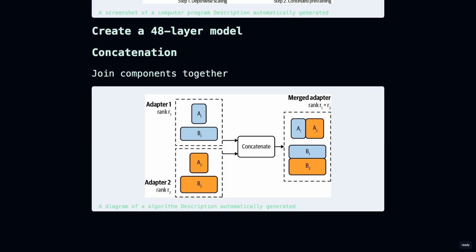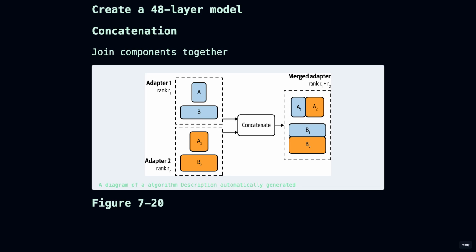This diagram shows the rank growing after concatenation. It is a simple rule. When you join two low-rank adapters, the result is a higher-rank adapter. The figure makes the rank increase easy to see.